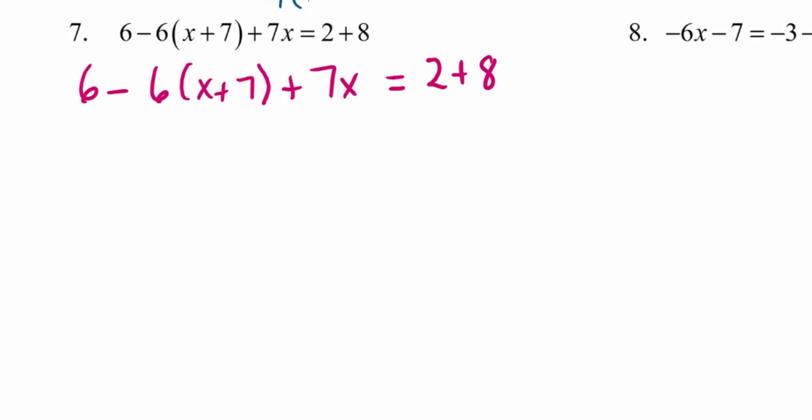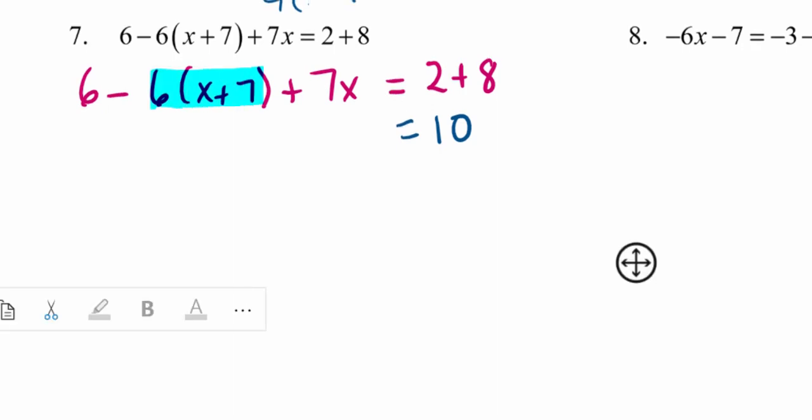Well, first of all, let's look at that right-hand side. That's going to be an easy fix, right? 2 plus 8 is 10. So we're going to go ahead and add those together. But on the left-hand side, I want you to remember that multiplication goes before subtraction. So this parenthesis here, we've got to do this first before we even look at this first 6 over here, okay? So don't fall for that. That's a little bit of a trap there.